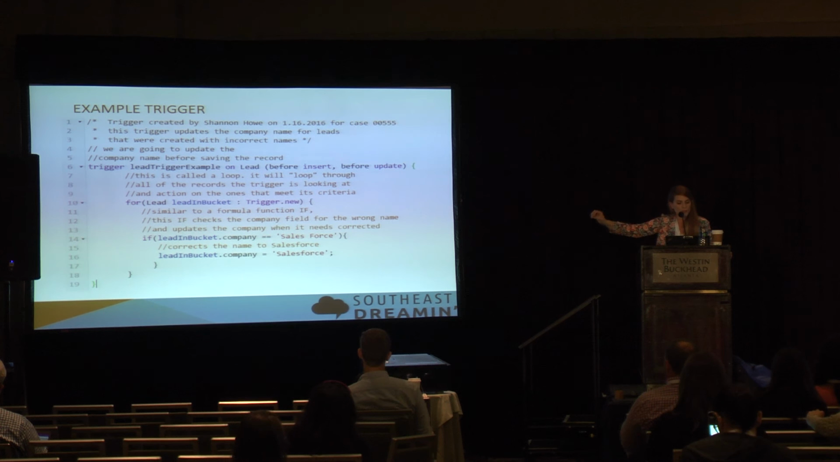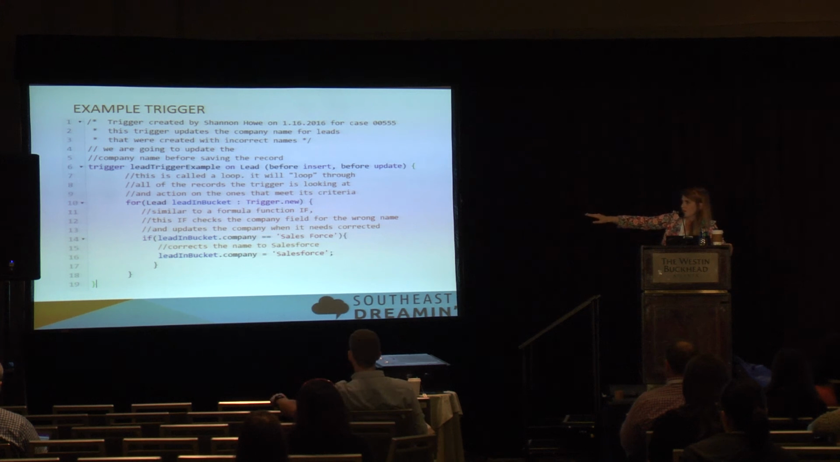So we see trigger lead, trigger example on lead before insert, before update. So this trigger is going to happen both before the insert and before any updates to the record. That's on line 6. And then we're going to skip down. I commented this so that if you want to revisit it, it's already posted on my blog. But we see this on line 10, for lead in bucket, colon, trigger.new. What the hell?